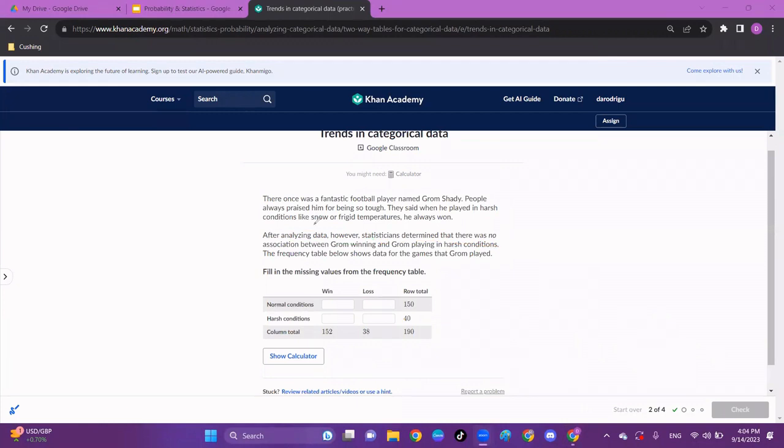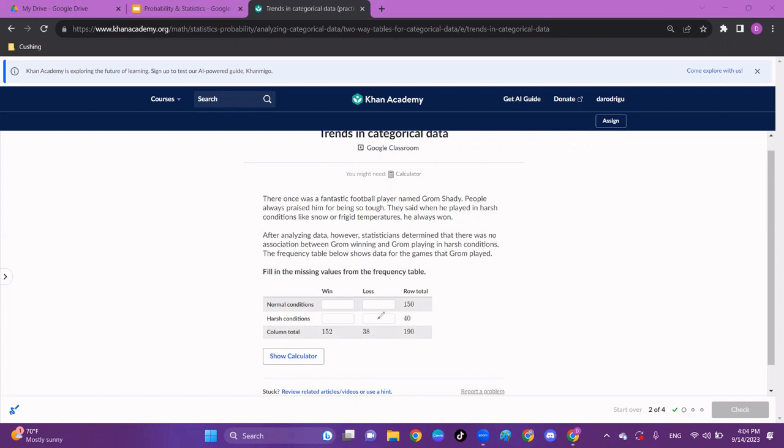All right, looks good. The question says, there was once a fantastic football player named Grom Shady. I'm going to guess that's Tom Brady. People always praise him for being so tough. They said when he played in harsh conditions like snow or frigid temperatures, he always won. I have heard that about Tom Brady. After analyzing data, however, statisticians determined that there was no association between Grom winning and Grom playing in harsh conditions. The frequency table below shows data for the games that Grom played. So it doesn't matter if Tom Brady is in normal conditions or harsh conditions, same chance of winning.